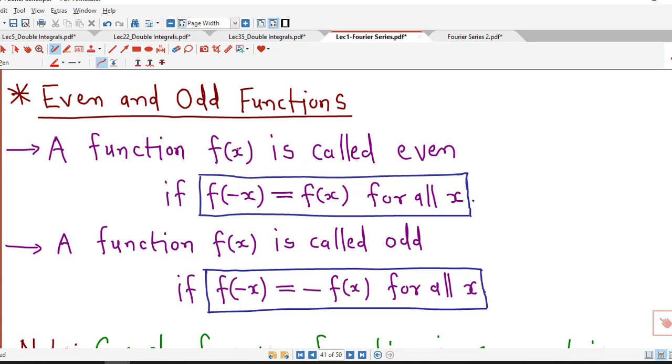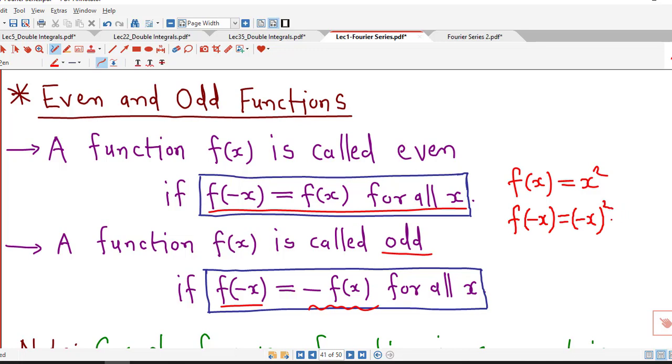As we know, a function f(x) is even if f(-x) = f(x) for all x, and a function is called odd if f(-x) = -f(x) for all x. We are familiar with examples of even functions. If we consider f(x) = x squared, then f(-x) = (-x) squared, that is x squared, and this is true for all x.